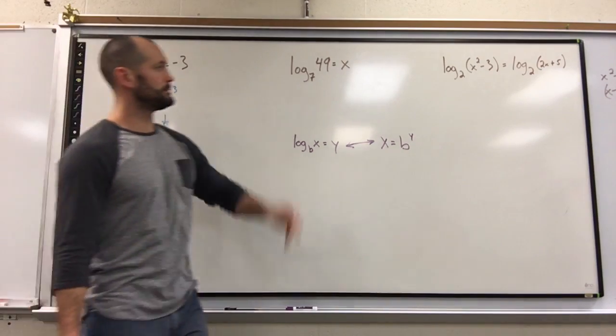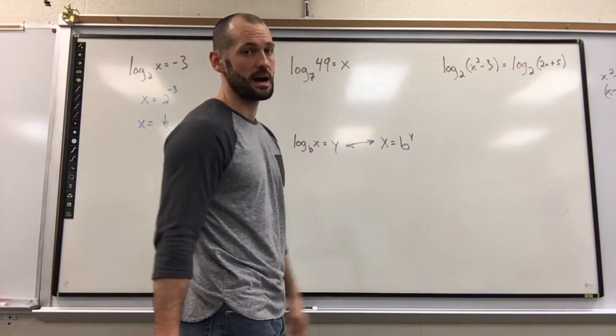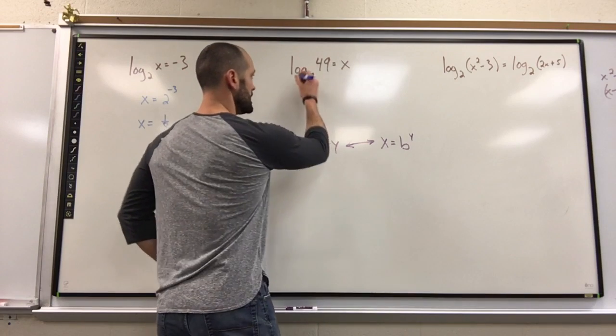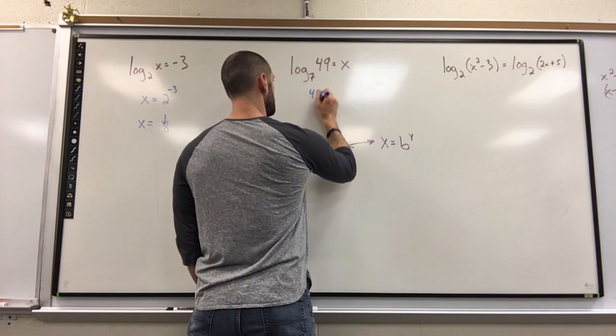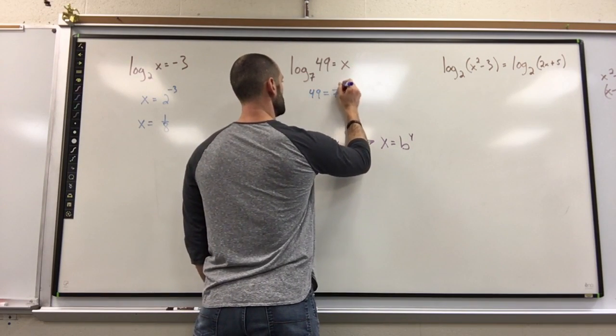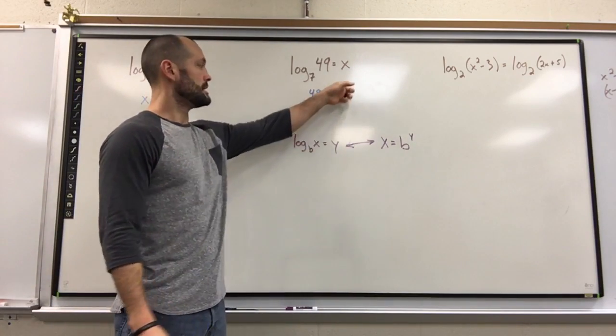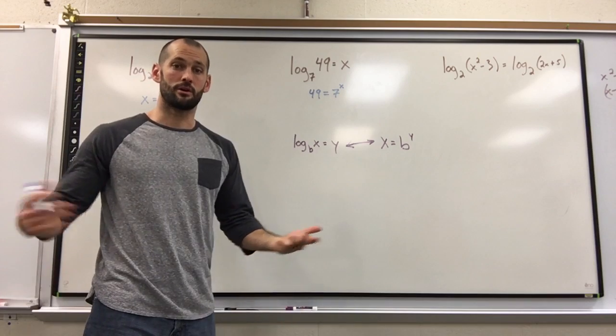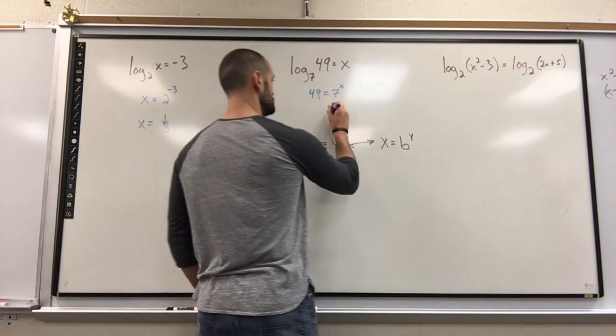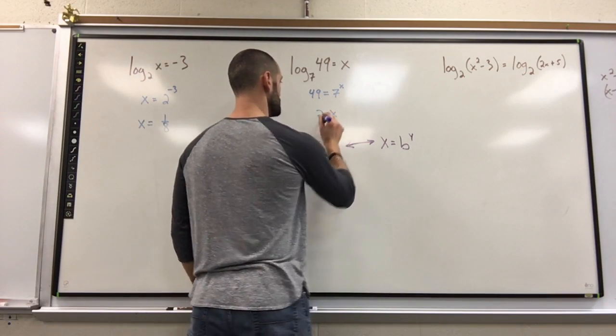Now, another example. Notice the x is in a different spot. Doesn't change what you do. Put it into exponential. 49 equals 7 to the x. Again, just putting it in exponential. Now, this one I'm just going to do in my head. 7 to what power equals 49? Well, x is going to have to be 2.